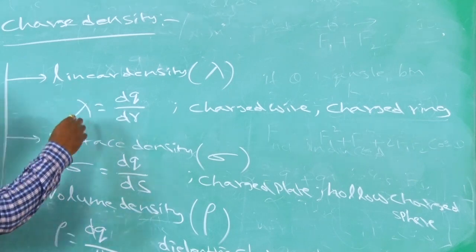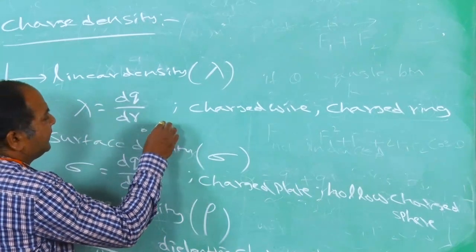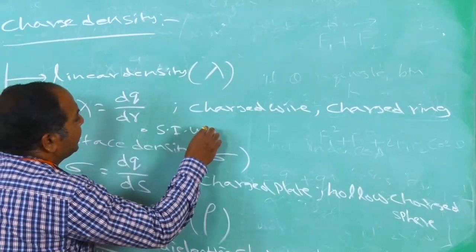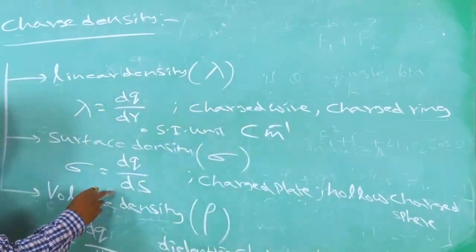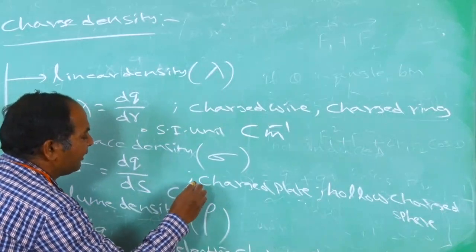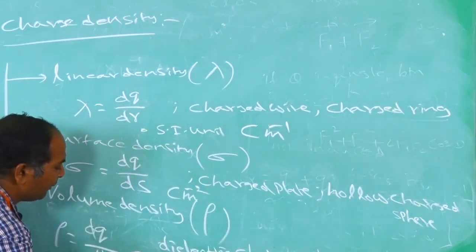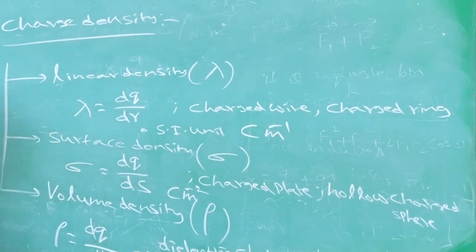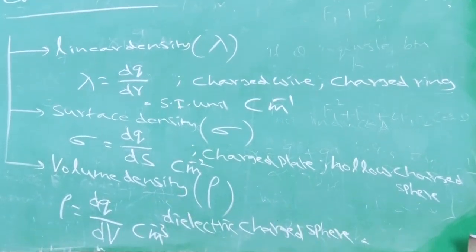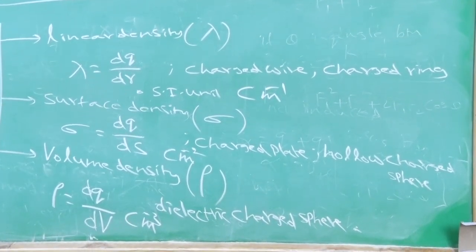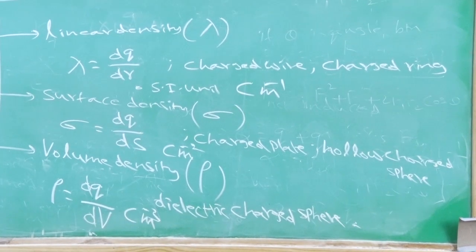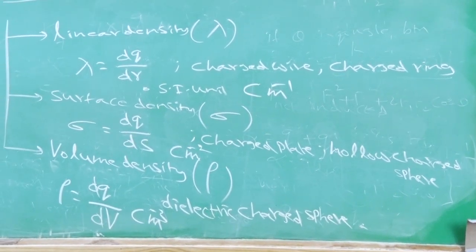As for units, the SI unit of linear density is Coulomb per meter. For surface density it is Coulomb per meter square, and for volume density it is Coulomb per meter cube, since area means meter square and volume means meter cube. These are the units of charge density.